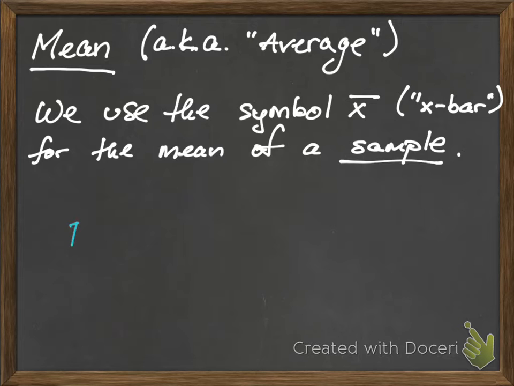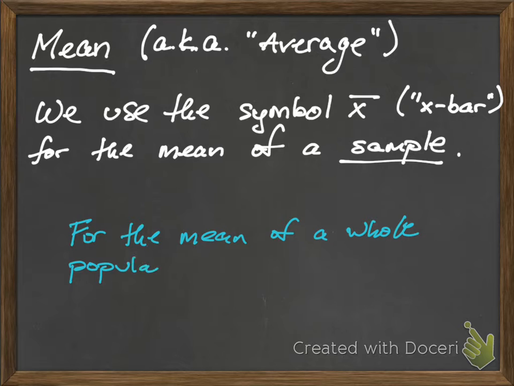If we want to take the mean of a whole population, then we use a different symbol. It's the Greek letter mu. I know it's a funny sounding thing. It sounds like it comes out of a cow. But we'll come back to mu. Today we're just going to stick with X bar because we're going to look at a sample specifically.